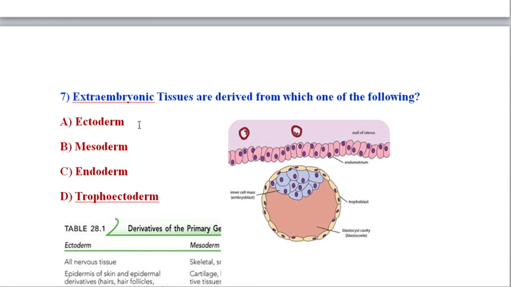Okay. Next is, extra embryonic tissues are derived from which one of the following? It is derived from trophectoderm. Okay, so here you can see trophoblast. So what is meant by trophoblast? It is the outermost layer of your blastocyst. Okay, and trophectoderm and trophoblast both are similar only.